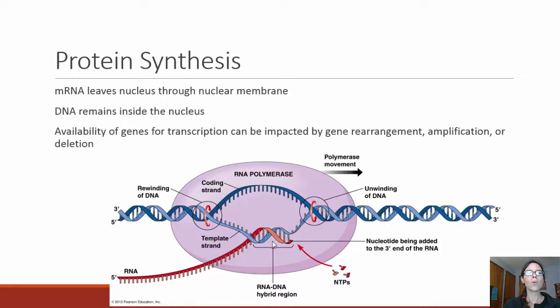Now, while the sequence of our genes can't be changed, the availability of genes for transcription can be impacted according to gene rearrangement, amplification, or deletion.